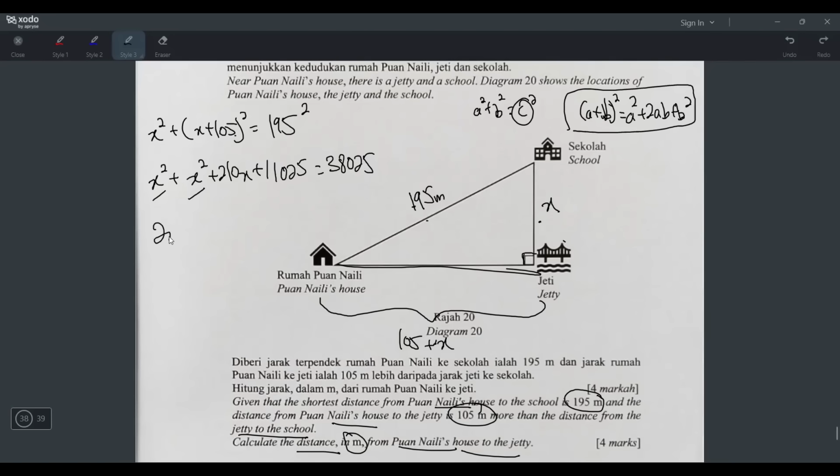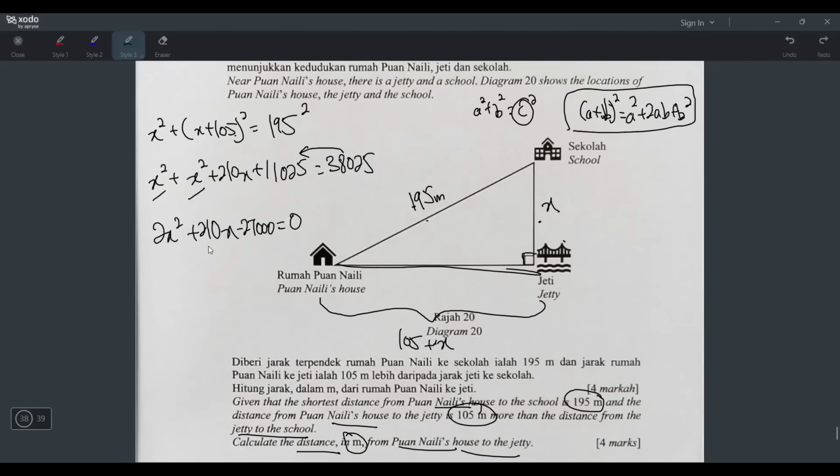Okay, x square plus x square is 2x square, and then 210x, the one you write next. Okay, this one you have to move here, become minus, because you want it to be general form. General form must equal 0. 11025 minus 38025, negative 27,000.